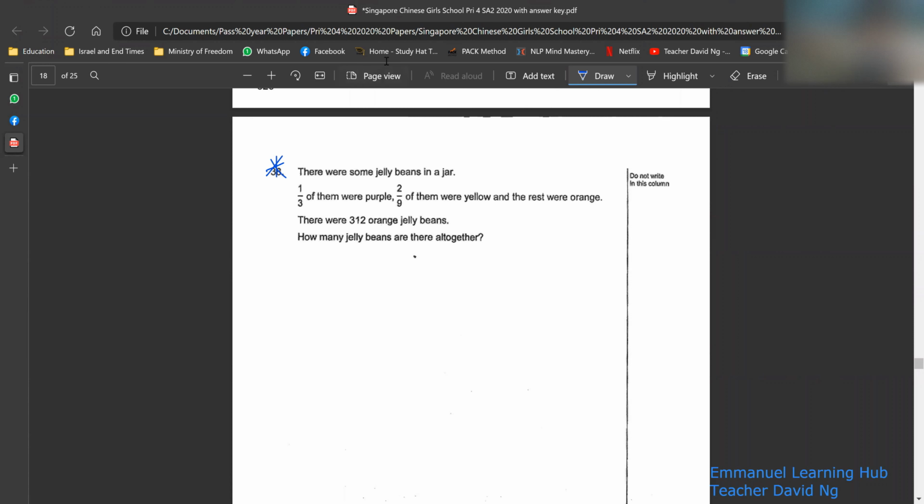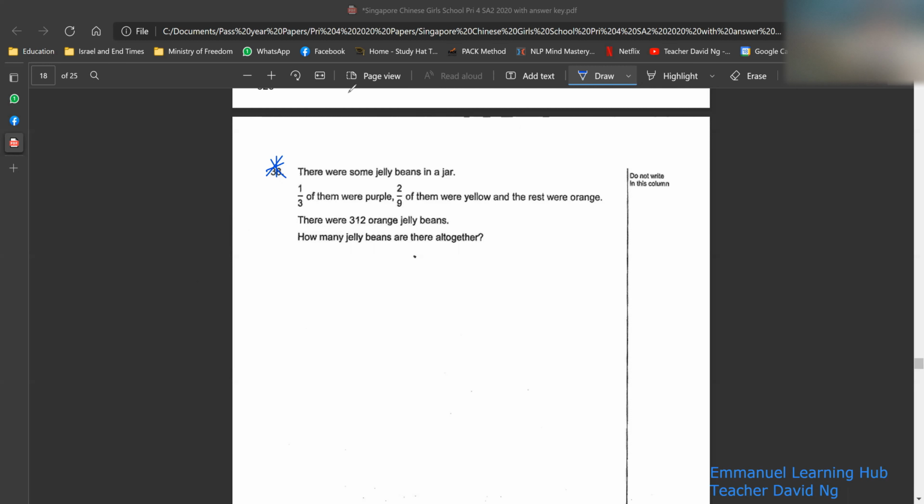I don't know how to convert to number. You don't know how to convert the number. Okay, let's analyze this question together. I need to read the question. There are some jelly beans in a jar. 1/3 of them were purple, 2/9 of them were yellow, and the rest were orange. There were 312 orange jelly beans. How many jelly beans are there altogether?